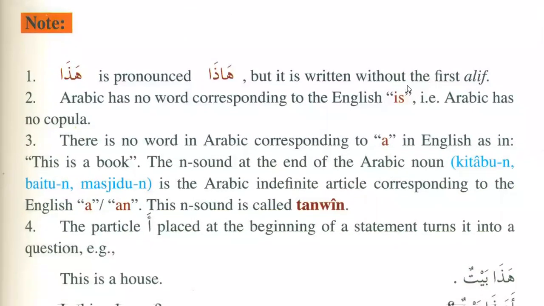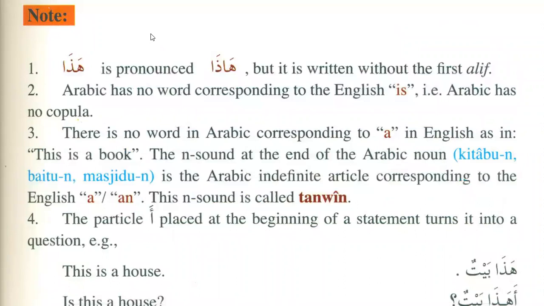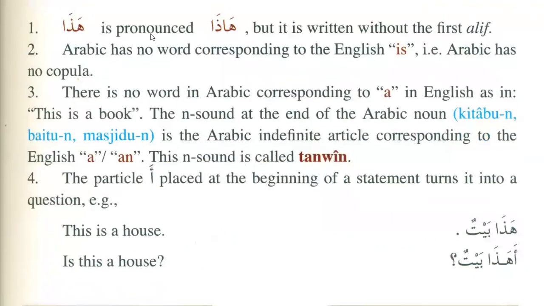Next. It says hadha is pronounced hadha, but it is written without the first alif. Arabic has no word corresponding to the English is, i.e. Arabic has no copula. There is no word in Arabic corresponding to a in English, as in this is a book. The n sound at the end of the Arabic noun kitabun, baitun, masjidun is the Arabic indefinite article corresponding to the English a, an. This n sound is called tanween.